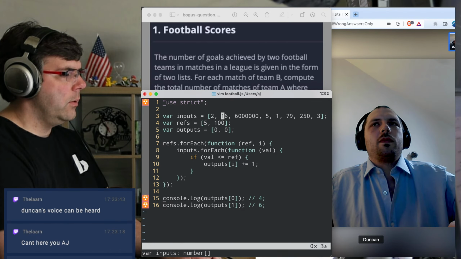So if I iterate through this list, there's a number less than or equal to 2. There's a number less than or equal to 2. This number is not less than or equal to 2. So my count is 2.